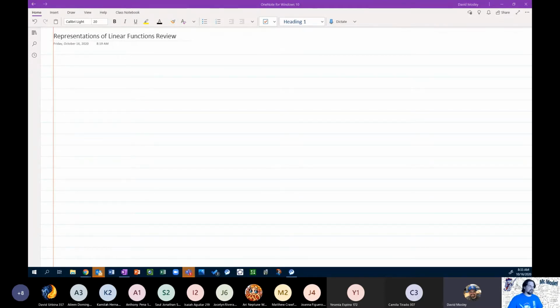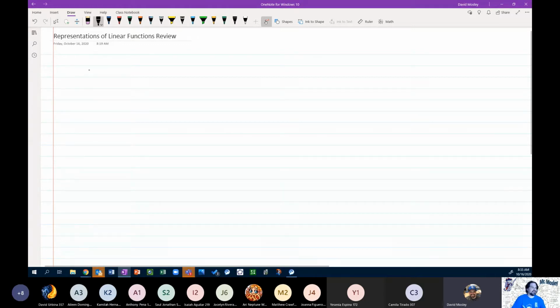All right. So as far as our review of linear functions, there's a few things that need to be made completely clear. When we're dealing with a linear function, there's always the two main parts.